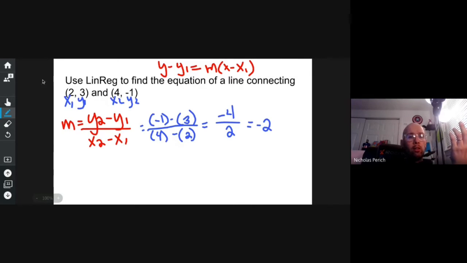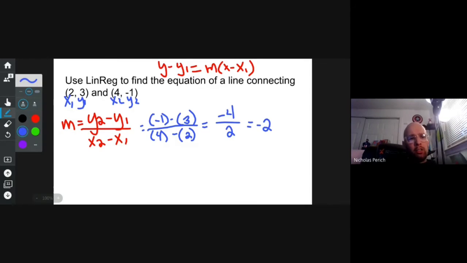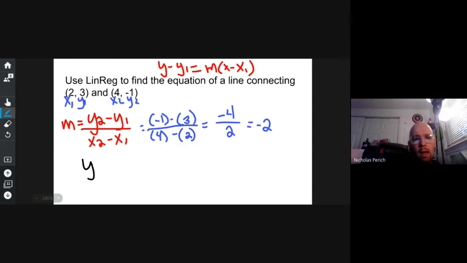So I'm going to move this down here, maybe? Nope. I'm going to use the equation up there, and I'm going to say y minus y sub 1. Okay, instead of y sub 1, I'm going to plug in 3. So y minus 3 equals -2, parentheses, x minus x sub 1. X sub 1 we called 2.